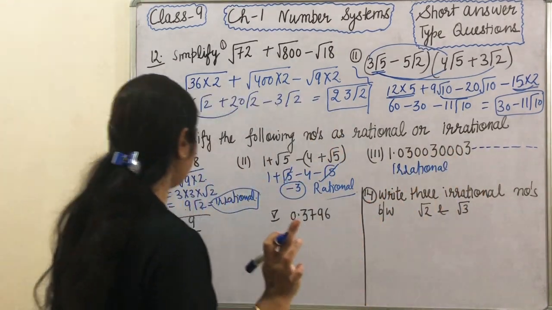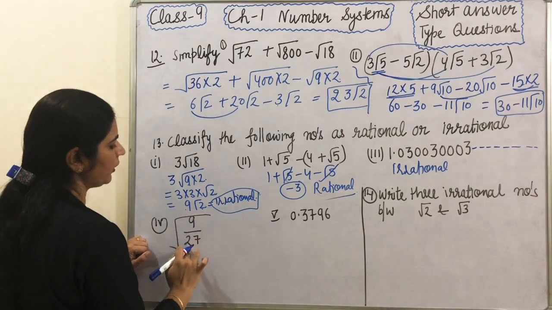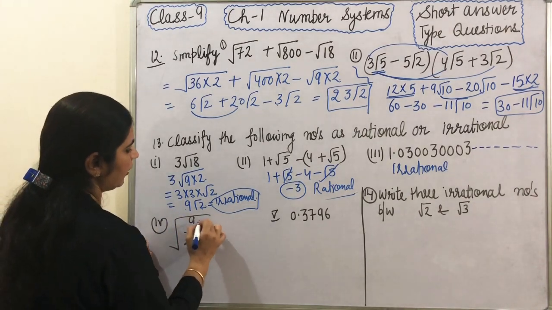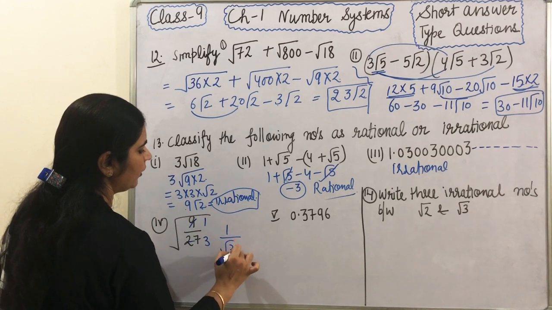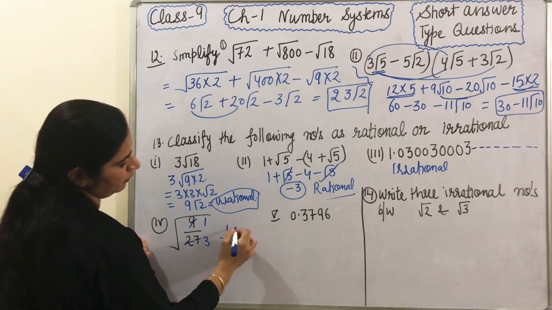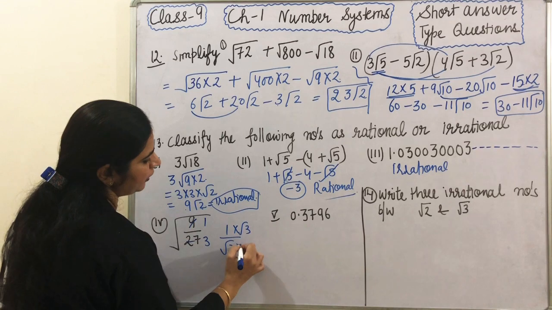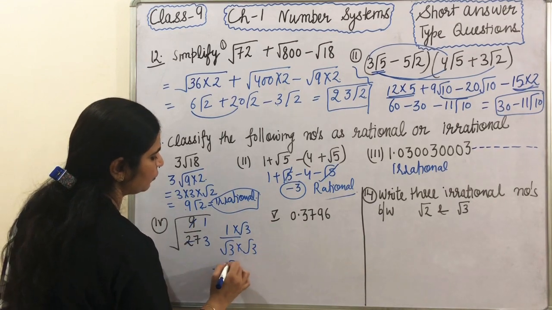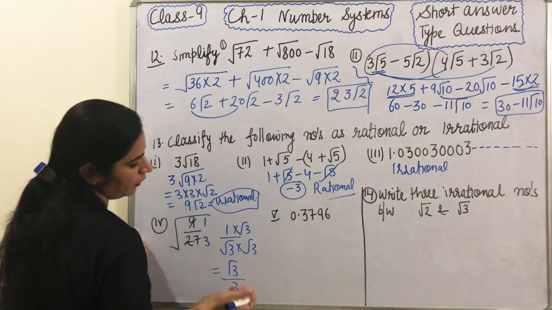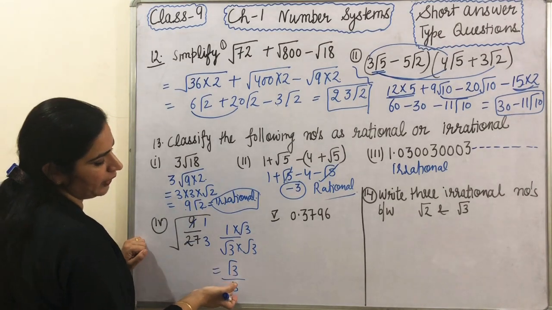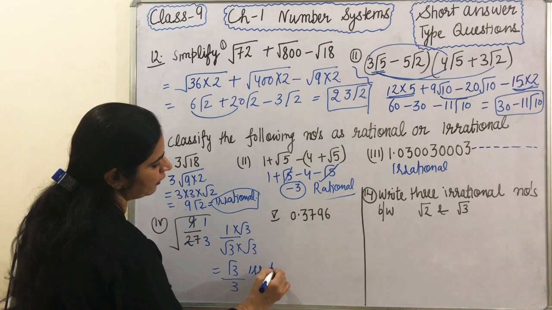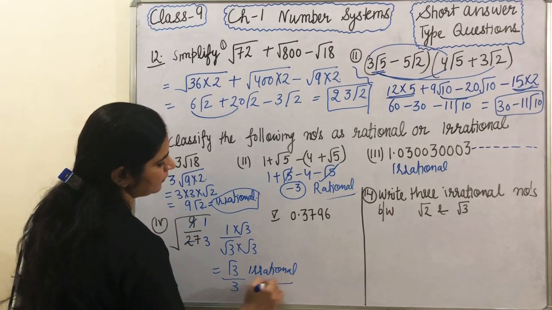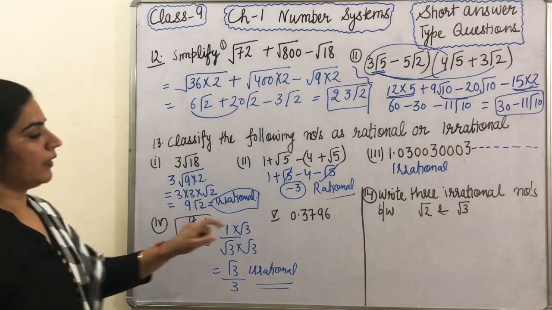Okay. Next is root of 9 upon 27. We can write this as 1 by root 3. We can simplify by rationalizing the denominator. This is equal to root 3 by 3. Division of irrational and rational is again an irrational number. Properties you have to recall.